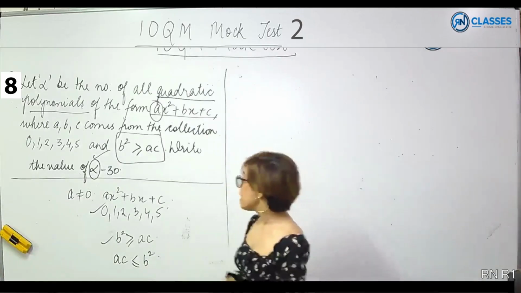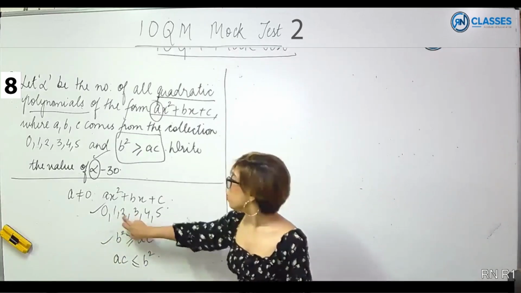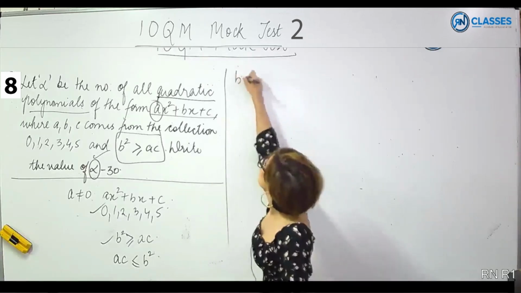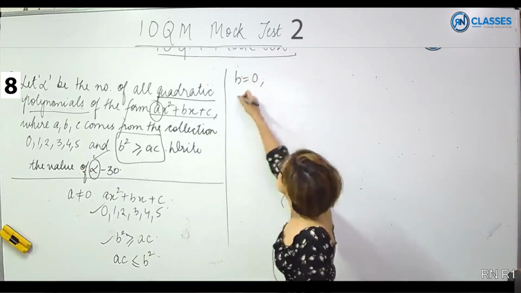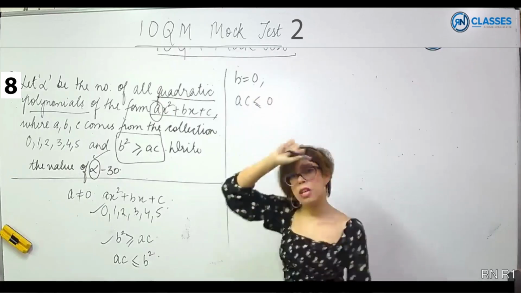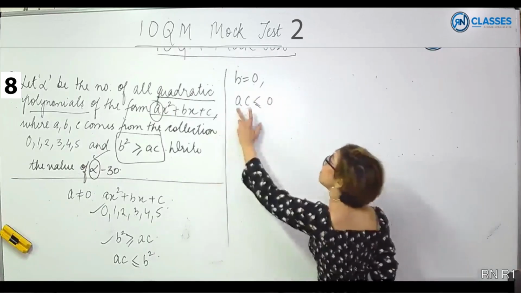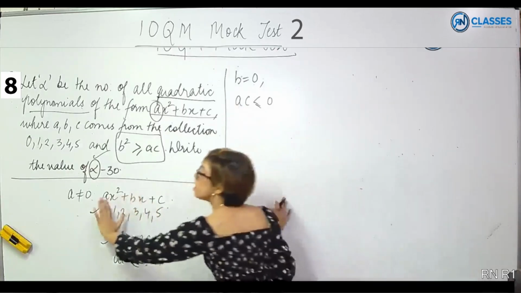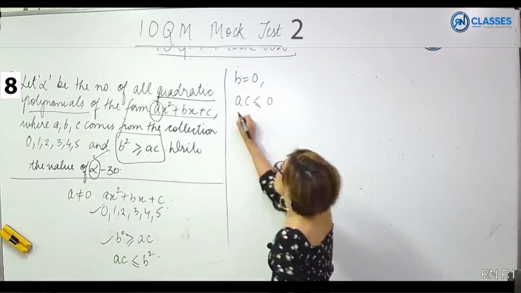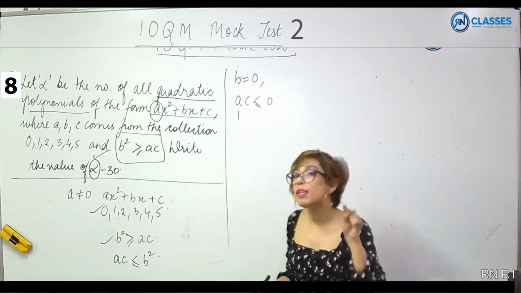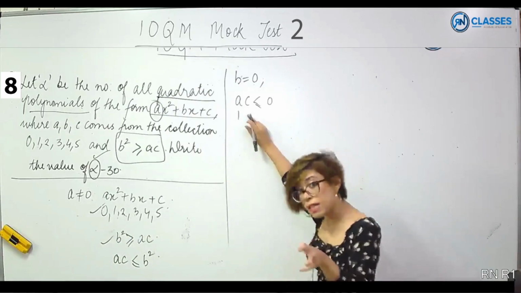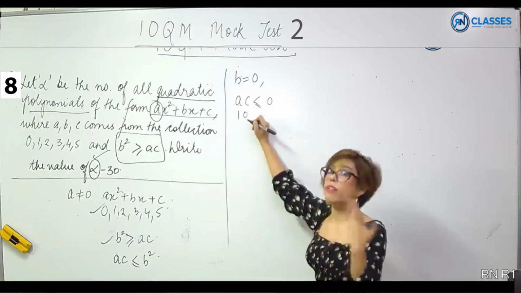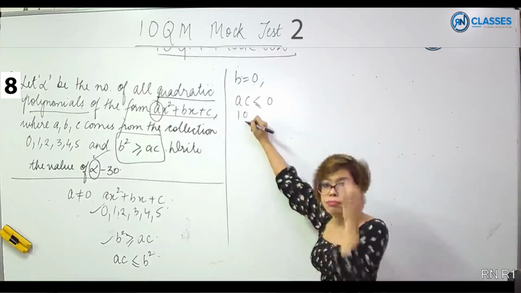Right? Now, I can see B is either 0 or 1 or 2, 3, 4, 5. So, let me make the cases. Then B is equal to 0. Right? AC is obviously less than equal to 0. Now, I need to find out the corresponding values of A and C. The least value of A which is possible, obviously 0 is not possible, is 1. So, let's start with 1. Corresponding to A is equal to 1, I need to check out the values of C. Now, do you think I can put C as 0? Yes, 1 into 0 is 0, which is obviously less than equal to 0, right?